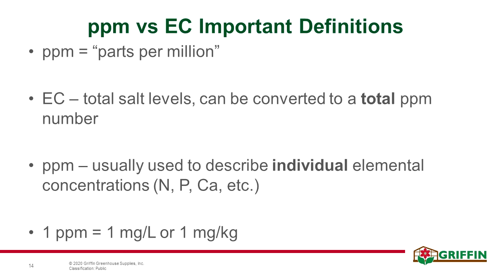But the important thing to keep in mind here is whereas PPM and EC as it relates to measuring the strength of a solution will tell you the salt level, PPM as it relates to concentration will tell you the individual elemental concentration. So how much nitrogen may be in your source water or in a nutrient solution. And this is going to be used to measure the elemental concentration of water, so source water, nutrient solutions, grow media, soil, or plant tissue.